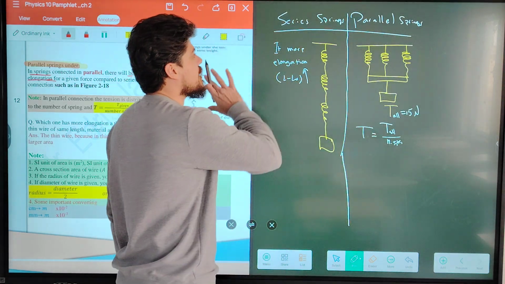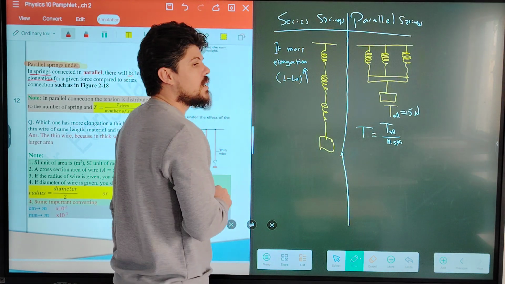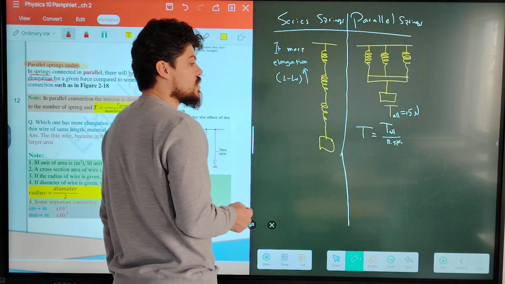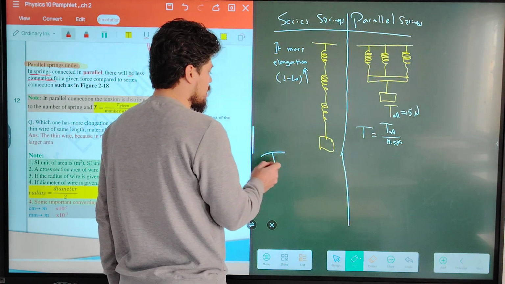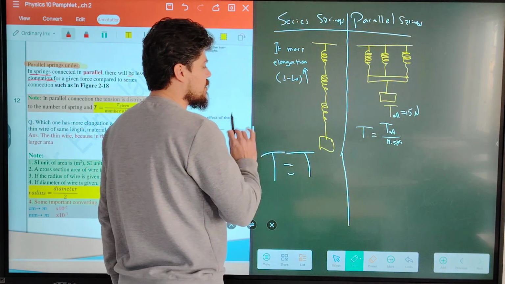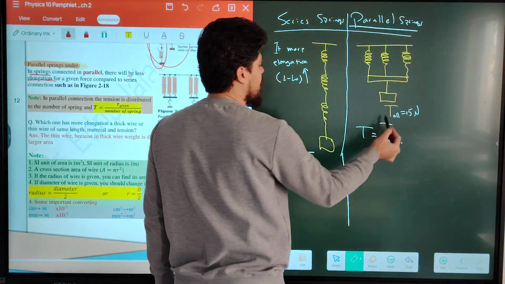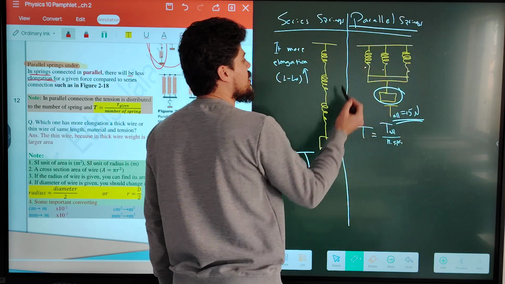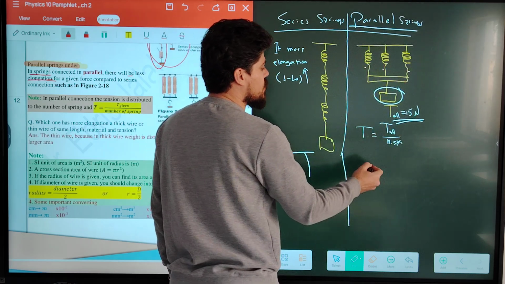Only in parallel connection, but in series connection, we do not divide the tension by the number of springs. Tension here is equal to T without division. But here in parallel connection, we have to divide this tension by what? Number of springs. In this figure, how many springs do we have?